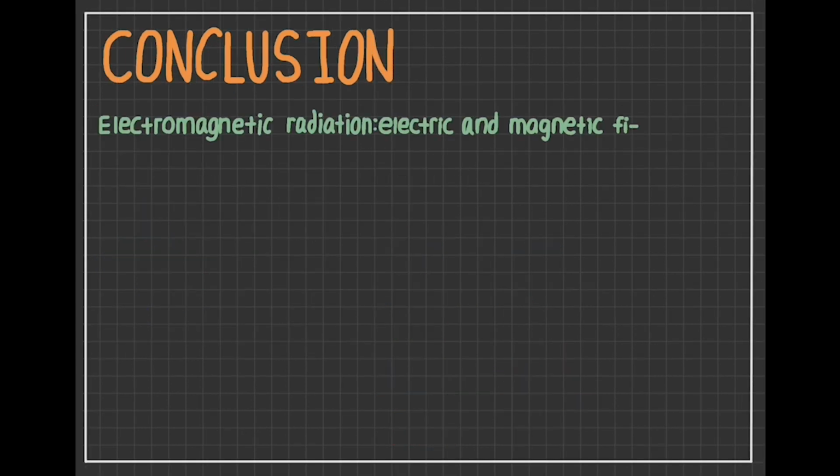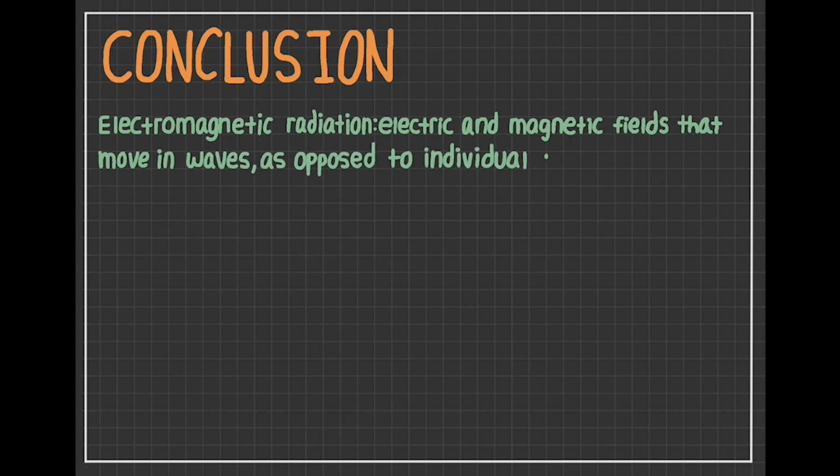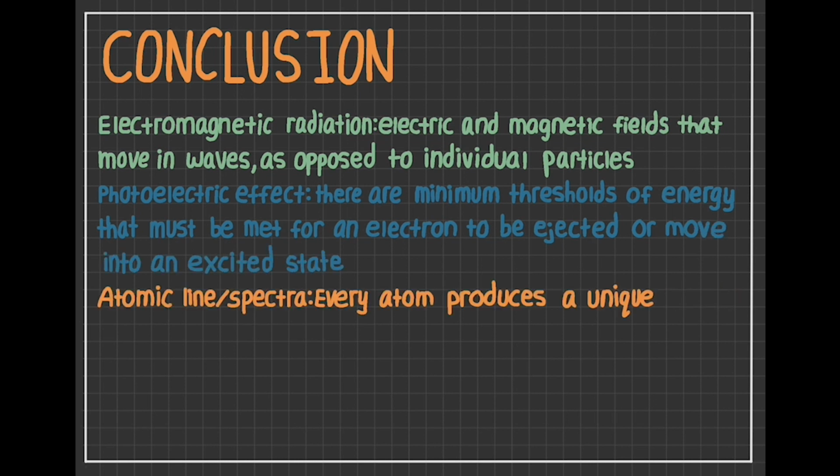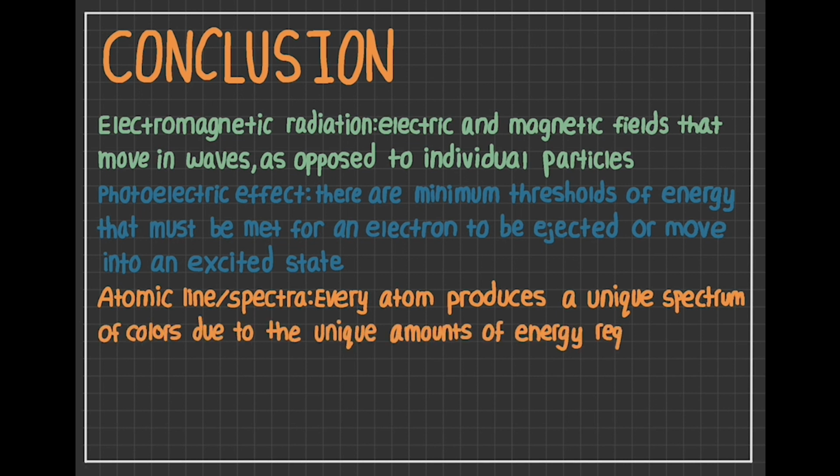So in conclusion, electromagnetic radiation is electric and magnetic fields that move in waves, as opposed to individual particles. The photoelectric effect deals with the concept that there are minimum thresholds of energy that must be met for an electron to be ejected or moved into an excited state. The atomic lines, or spectra, is the idea that every atom produces a unique spectrum of colors due to the unique amounts of energy required to travel between energy levels.